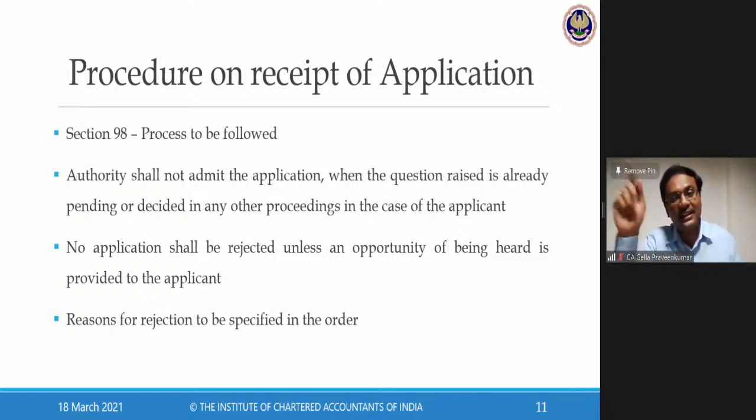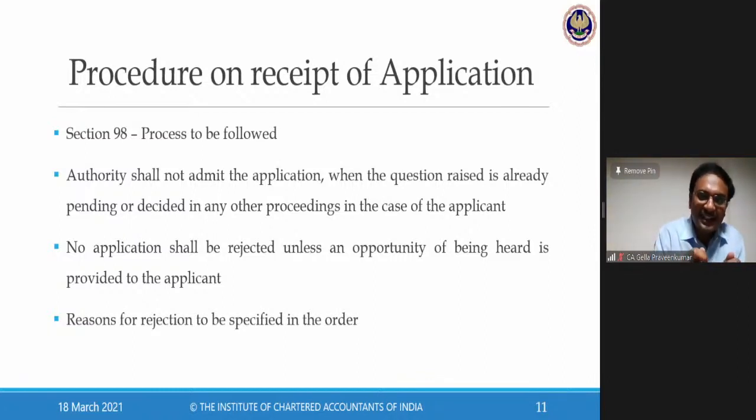Sir, earlier you said input tax is ineligible. I'm filing a fresh application with a small change in the question. Now I'll say, look, they'll say, I'll kick you. You've asked the question, I said no. Again, you have come back with the same facts and you're asking again. No, like earlier you came in a green shirt, now you're coming in a blue shirt. I wouldn't admit. That is what this provision says.